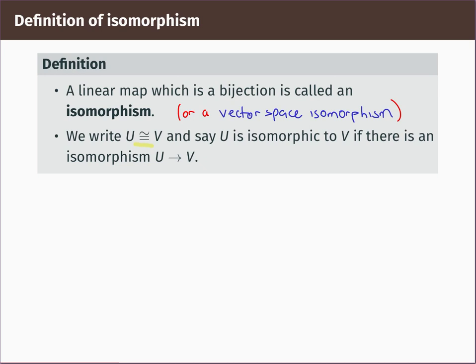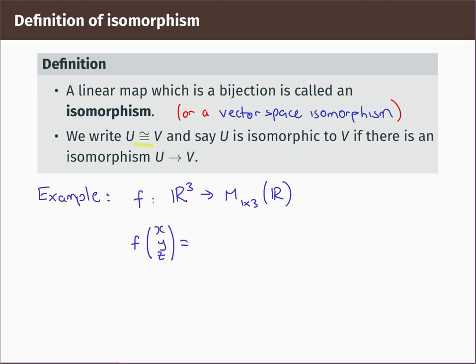So as an example of this, let's take those two vector spaces that I was talking about on the last slide. Example: we'll take the map F from R cubed to the set of 1 by 3 row vectors with real number entries, defined by F of the column vector x, y, z is equal to the row vector x, y, z.